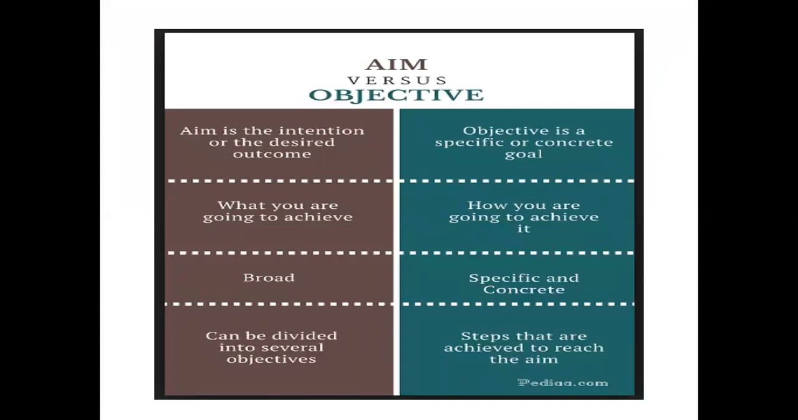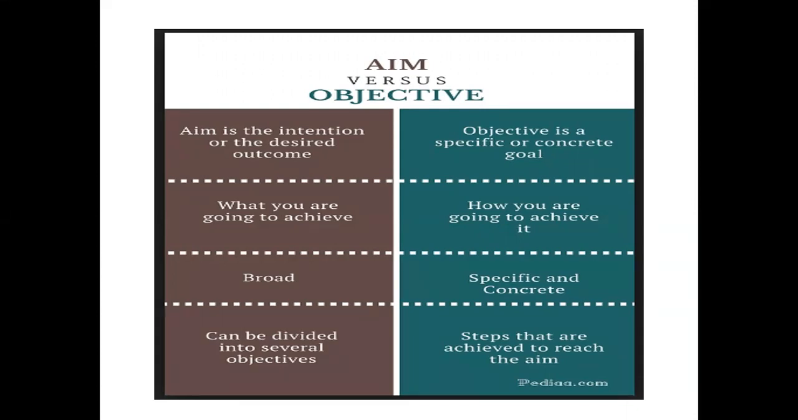So there are differences between the aim and objective. An aim is the intention or the desired outcome. It's the intention where you want to reach. I want to get to the US. And then your objective is a specific, concrete goal aimed at achieving the aim. The aim is what you are going to achieve, and the objective is how you are going to achieve it.